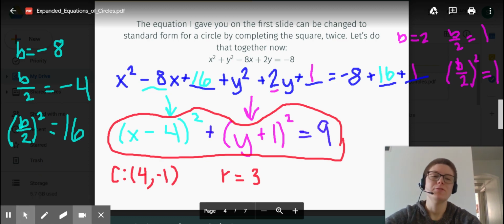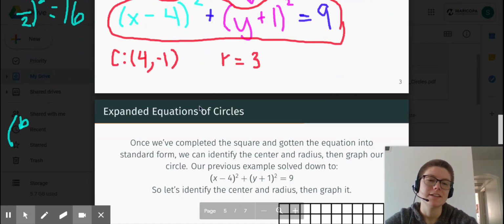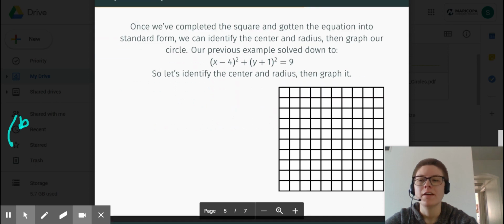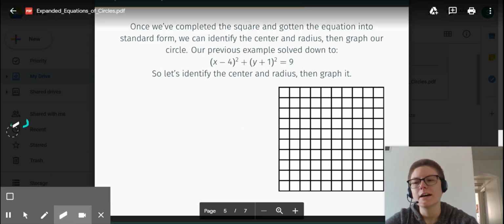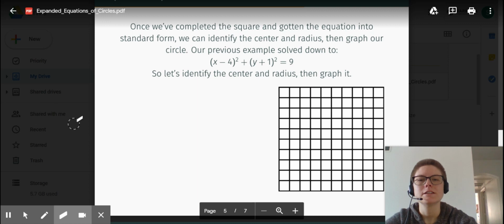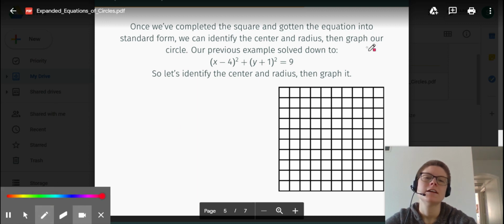All right, so moving on to the next slide, you'll understand why I said that right now. It says, once we've completed the square and gotten the equation into standard form, we can identify the center and radius, then graph our circle.